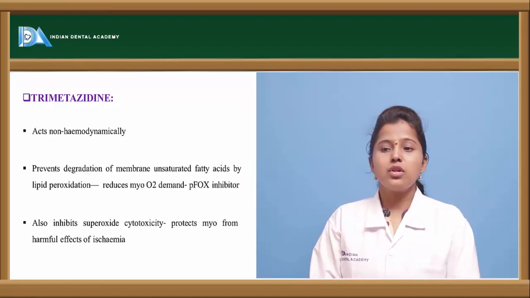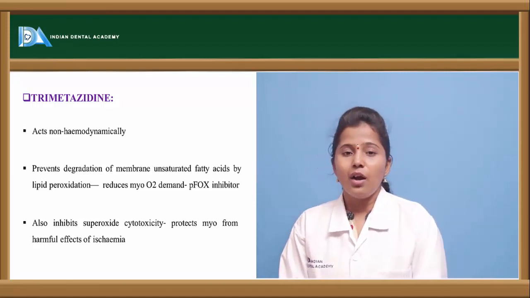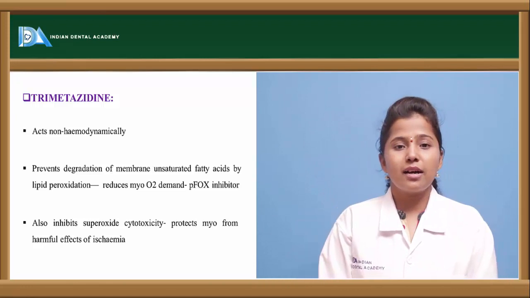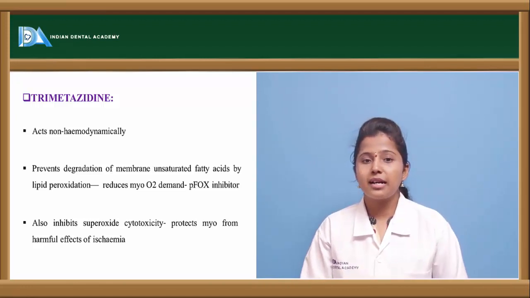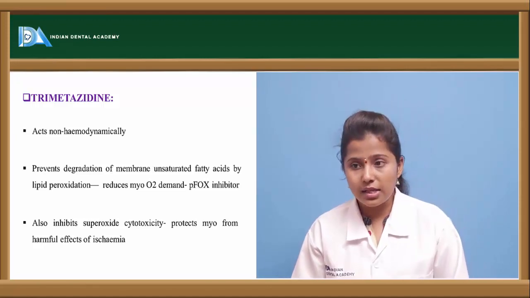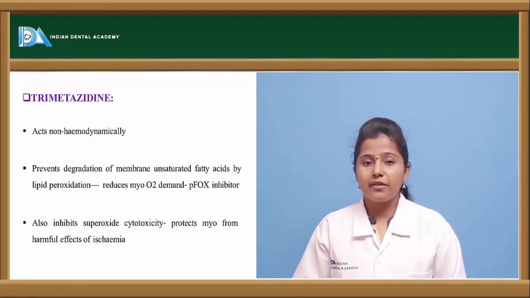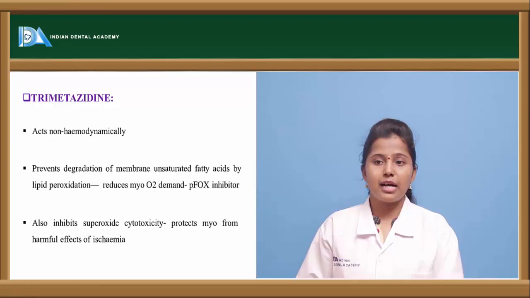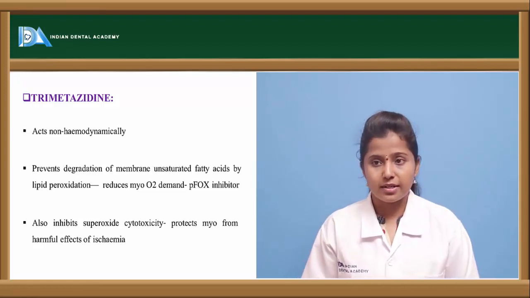And the other one is it also inhibits superoxide cytotoxicity. Superoxide is another free radical which causes the blood vessel to contract. So when this superoxide free radical is inhibited, there will be decreased toxicity in the body, and because of that there will be no harmful effects of ischemia. Because of ischemia, angina can be caused. So the ultimate result is the anti-anginal action of trimetazidine.